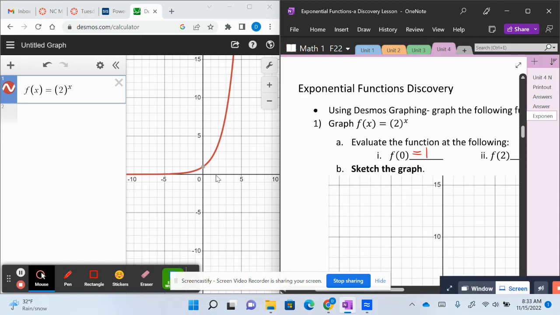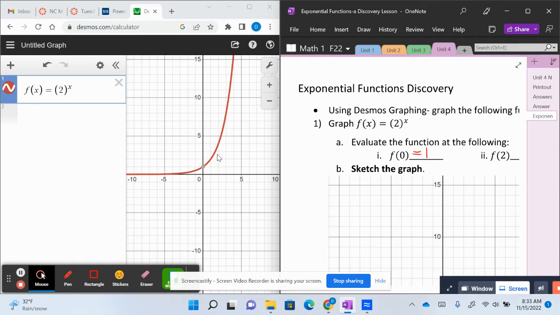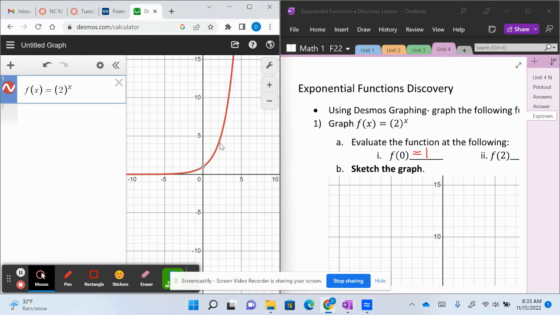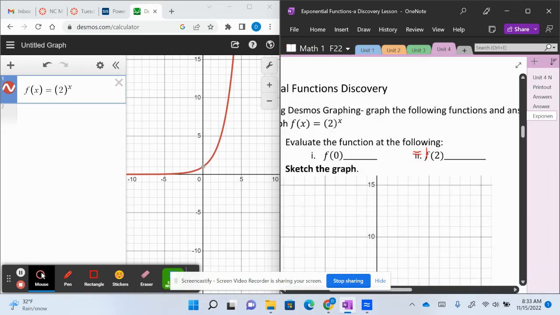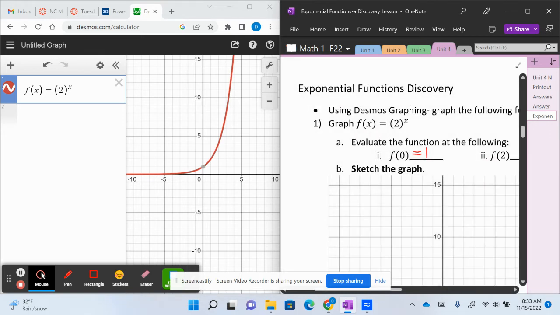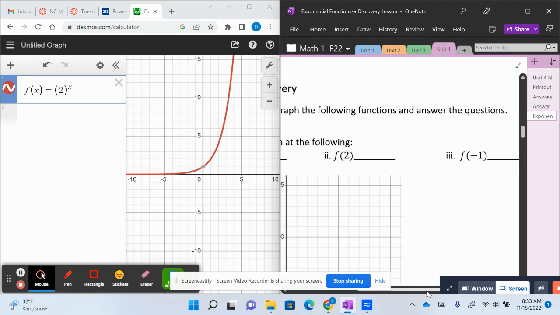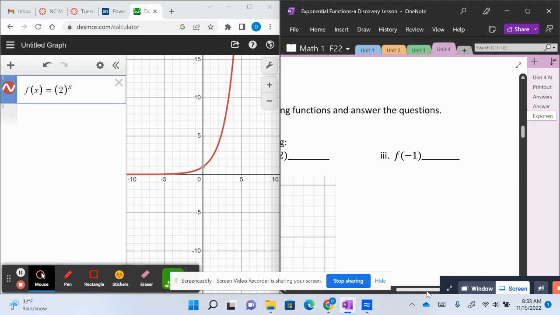Let's see what happens when x is 2. So I'm going over 1, 2, and I'm going to drag it up, and I'm going to click right here. And it should give me a point. So you can get really close. What do you guys think it is? When x is 2, y is, well, 2 squared is 4, right? So f of 2 equals 4. This is going to be tricky.